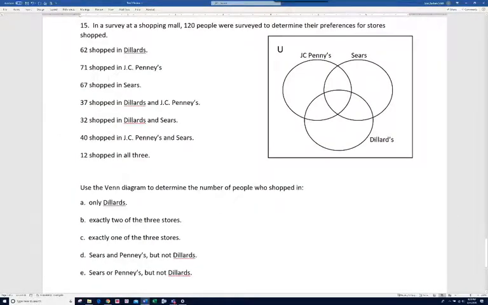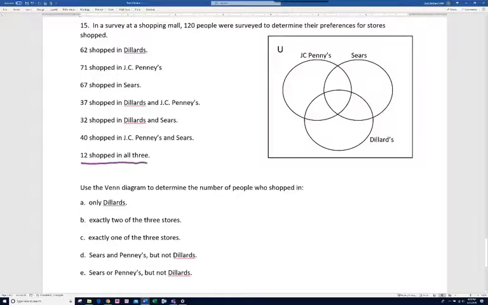It says in a survey at a shopping mall, 120 people were surveyed to determine their preferences for stores shopped. Now this is a Venn diagram with 3 circles, and basically we're going to use this information to fill in the Venn diagram. So again, we'll work inside out. So we actually end up going from the bottom here to the top.